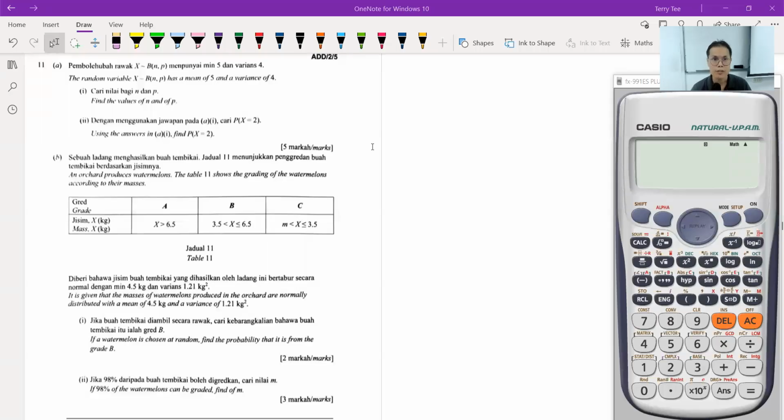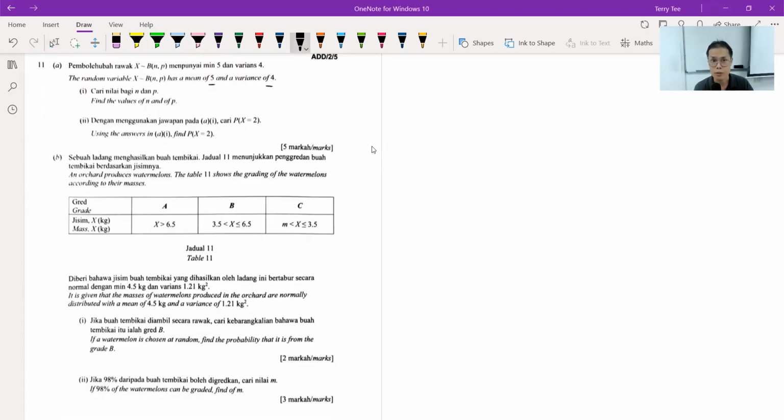Okay, question number 11. So here we have a random variable X. X follows a binomial distribution with mean 5 and variance 4. This is from Chapter 5, binomial probability distribution. So the first part is you're supposed to find the value of n and p. So we know the mean, right? Your mean is mu equals np, right?